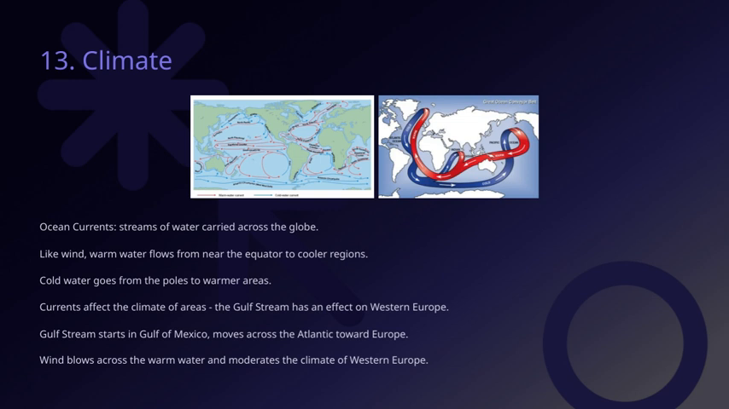Think of it like this. Cold water from the poles travels towards warmer areas, and warm water from near the equator flows toward cooler regions. These movements of water, known as ocean currents, are like streams carried across the globe. So the Gulf Stream essentially transfers warm water from the tropics to the northwestern parts of Europe, helping to keep the climate milder than you might expect given its latitude.